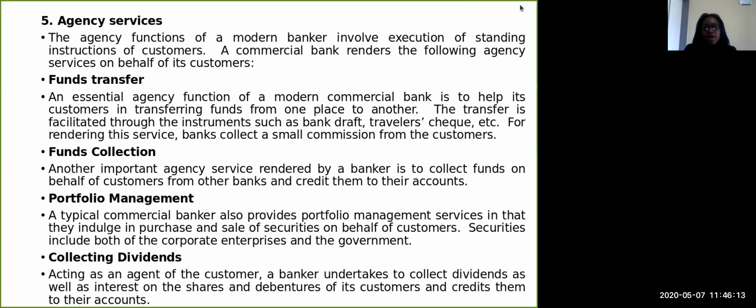So we'll look at these mentioned one by one. I'll first start with the funds transfer.